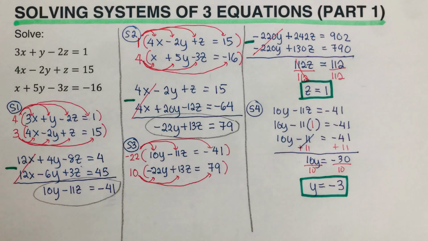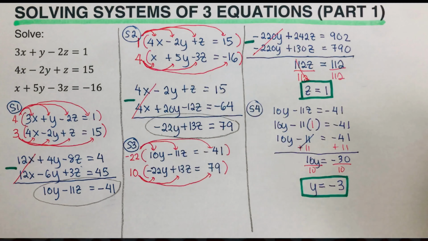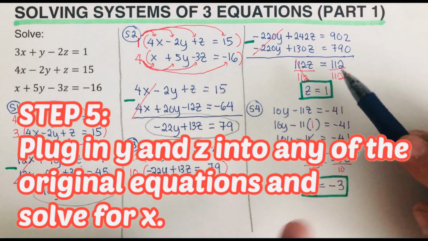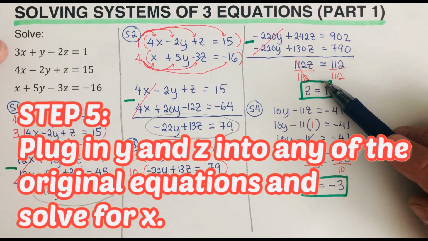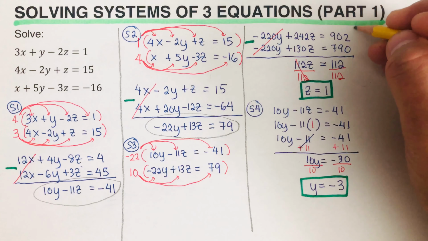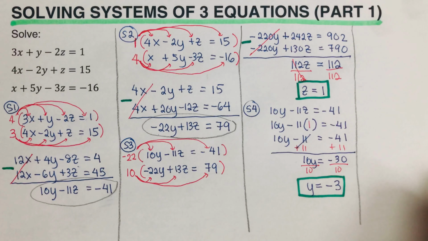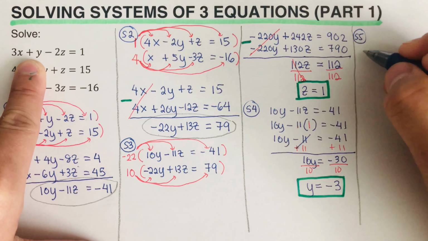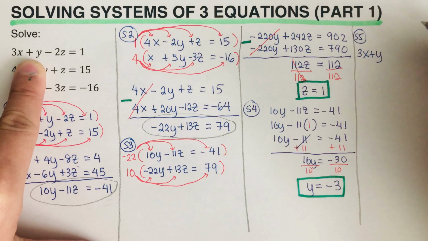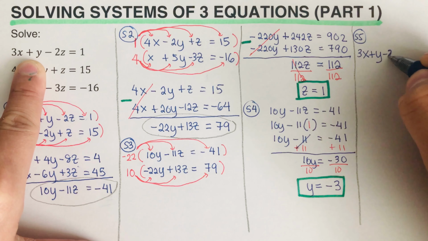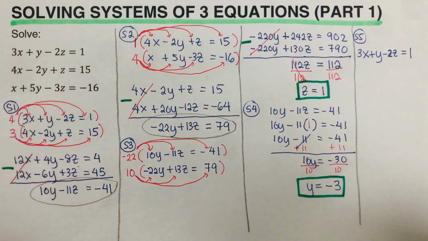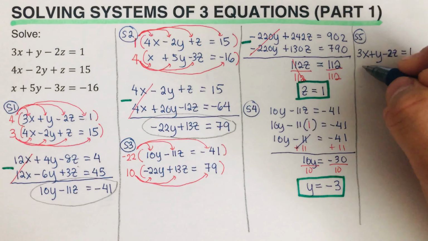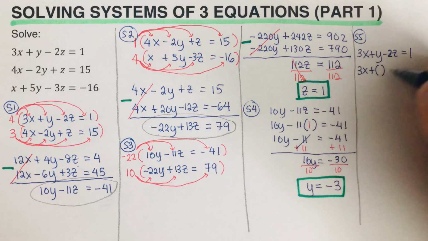And so we're ready to move on to the 5th step. In the 5th step, we're supposed to plug in y and z, these two, into any of the original equations that we have up here and solve for x. So then I am just going to show the work right here. We can pick any of these equations. Let's just pick the first one right here. So I'll label this as step 5. So that would be 3x plus y minus 2z is equal to 1. So then we go ahead and plug in the y and the z and solve for x. So this would be 3x plus, we plug in the y, minus 2, we plug in the z, and that is equal to 1.